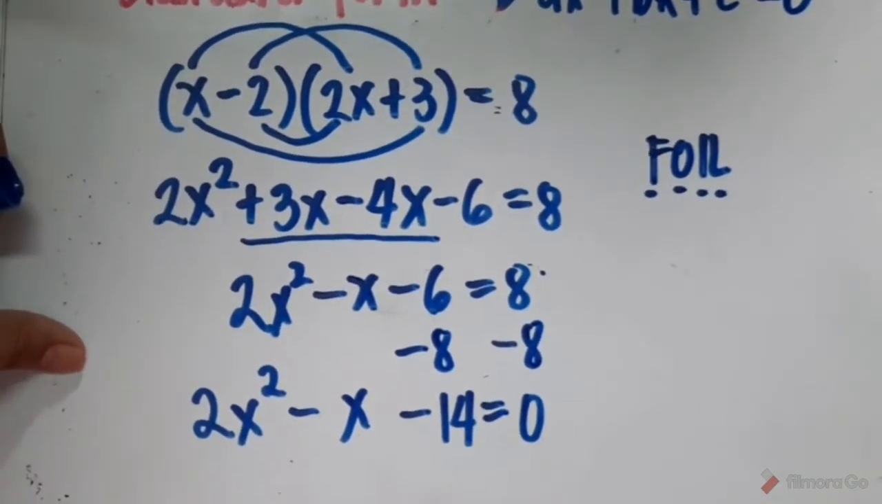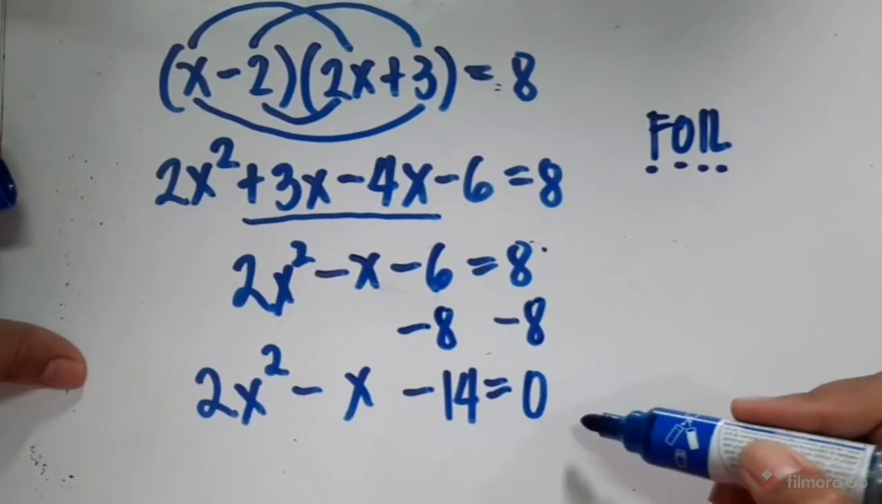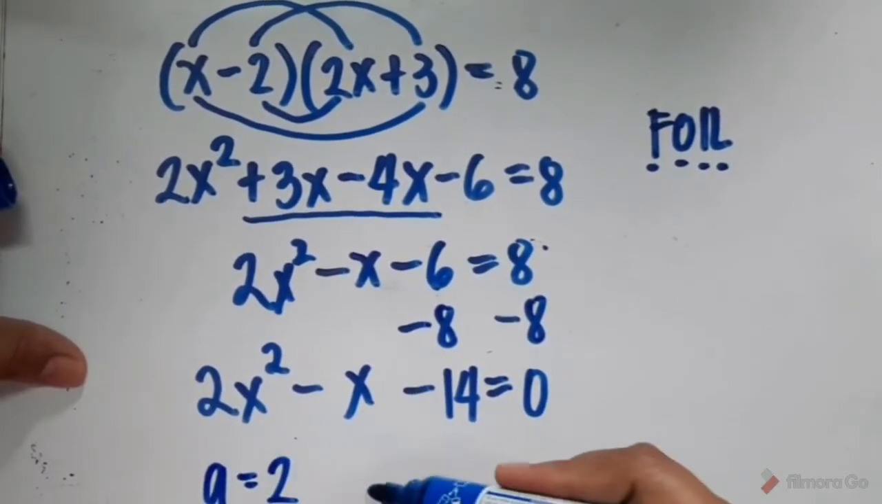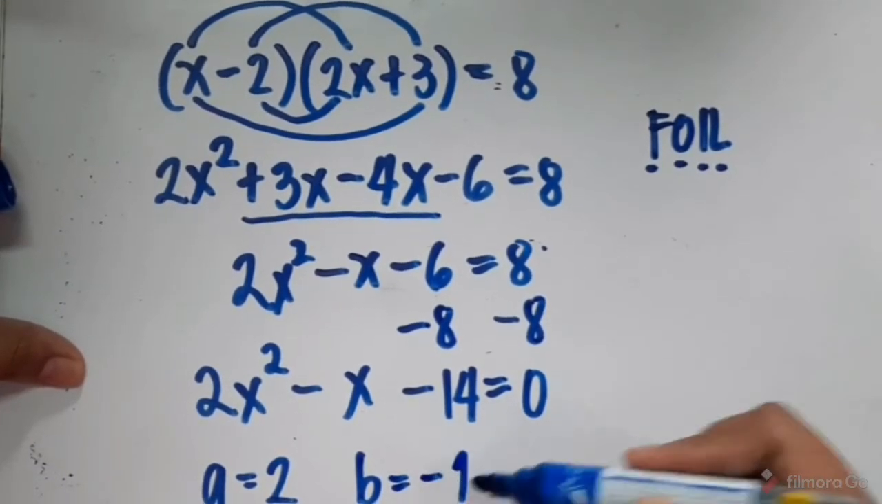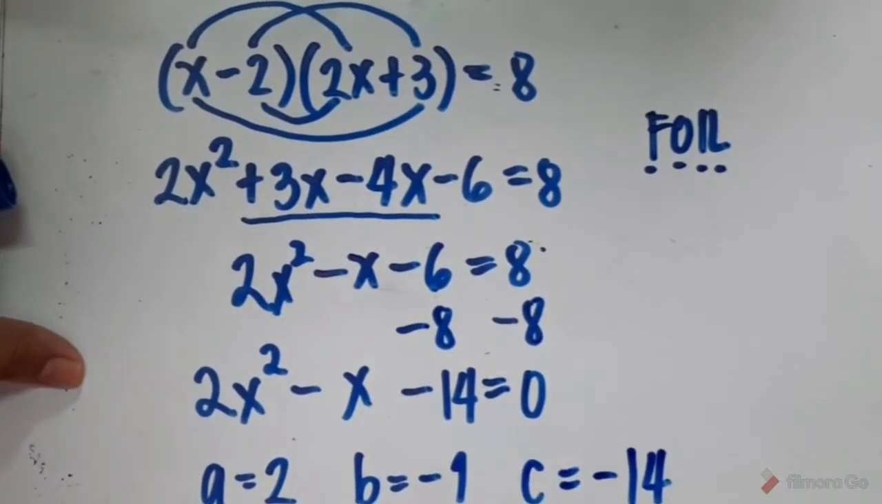Now, let's identify the values of A, B, and C in this given quadratic equation. So, our A is positive 2. Our B is, very good, negative 1. And C is negative 14. That's it.